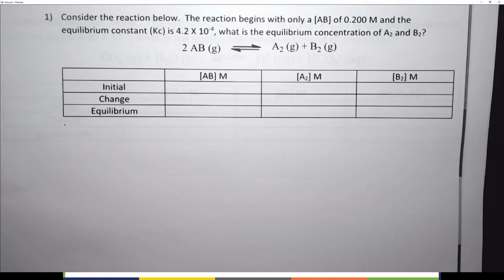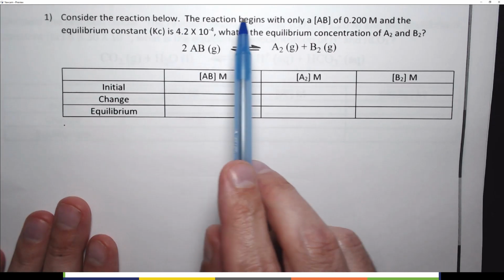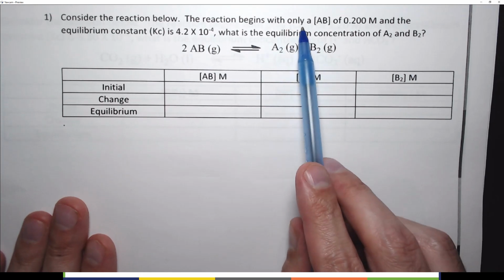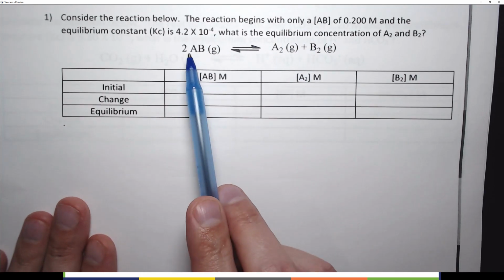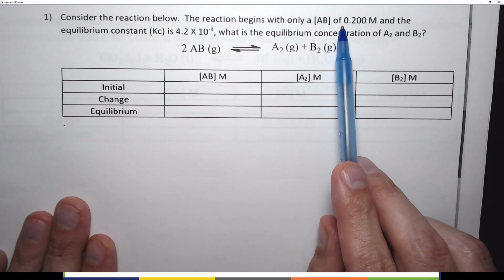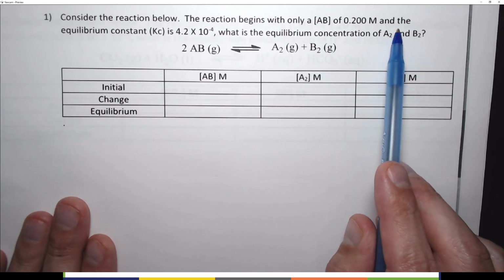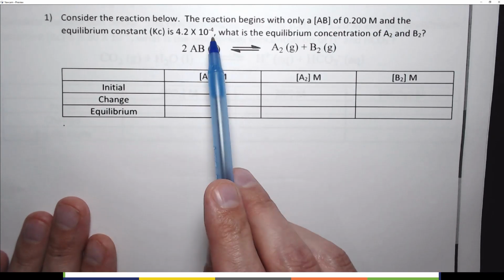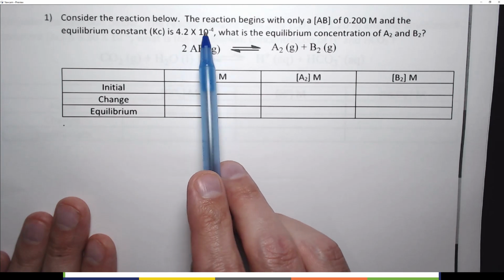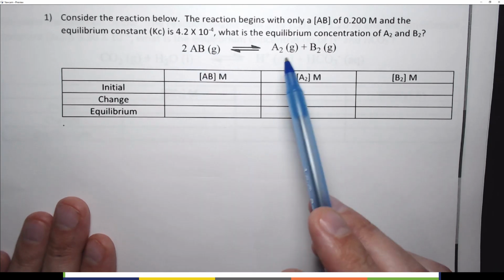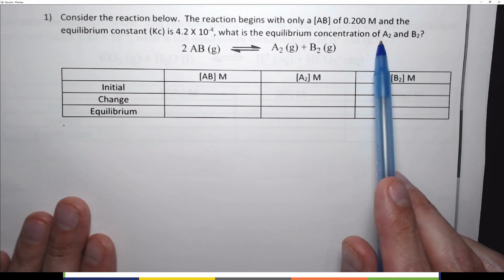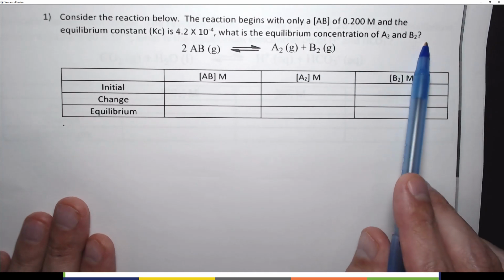The one we just did is the most straightforward case. Let's look at a less straightforward case. All right, it says, consider the reaction below. The reaction begins with only AB. AB is the only reactant, and it's 0.2 molar. The equilibrium constant, Kc, is given here, 4.2 times 10 to the minus 4. What is the equilibrium concentration of A2 and B2?